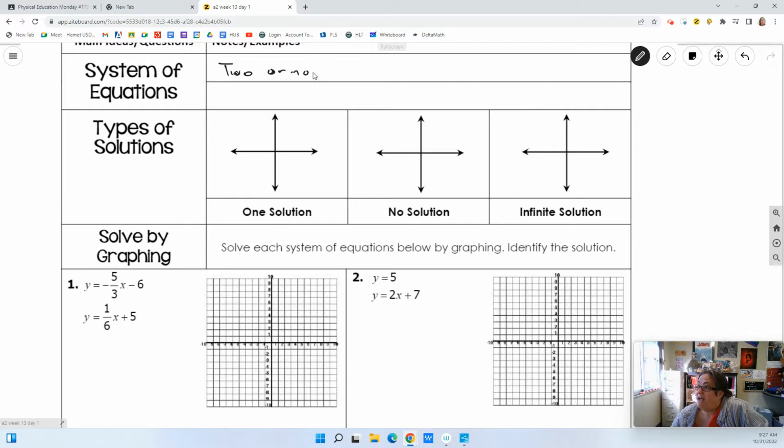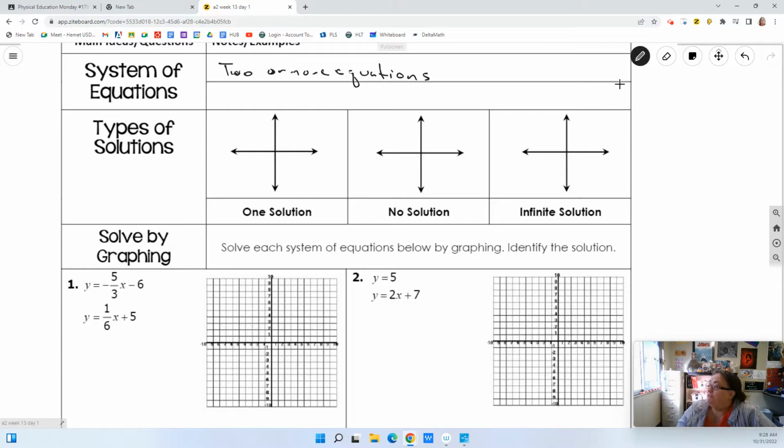But the thing that these things have in common is that they're graphed on the same coordinate plane, right? And we're trying to find common solutions between them. And there's types of solutions. We have one solution, infinite solutions, and no solution.